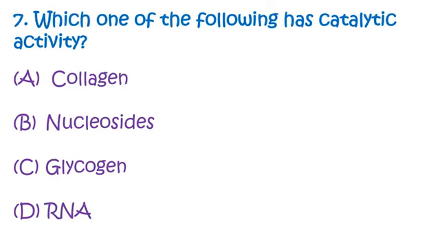Question number 7. Which of the following has catalytic activity? Options are option A collagen, option B nucleosides, option C glycogen, option D RNA. And the correct answer is option D RNA. RNA means ribonucleic acid. Now the ribozymes are the ribonucleic acid enzymes that have the ability to catalyze the specific biochemical reaction, including the splicing of the RNA into simpler genes.